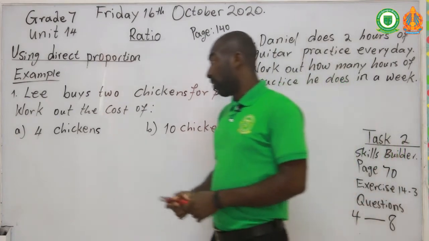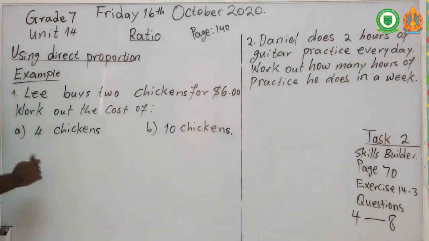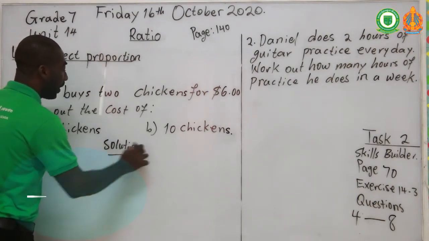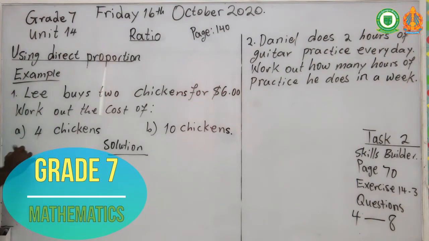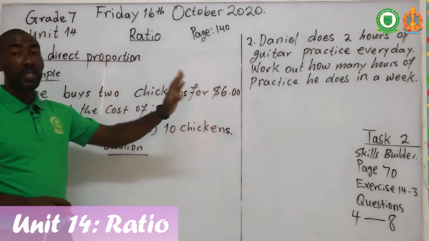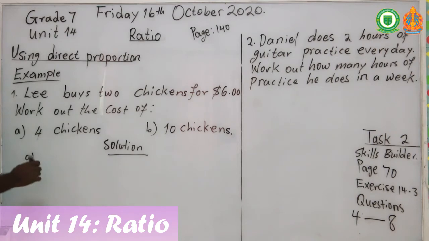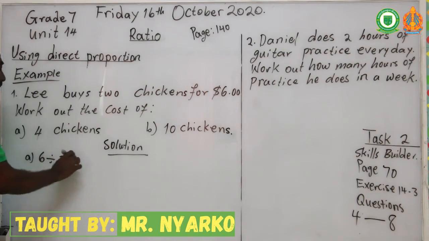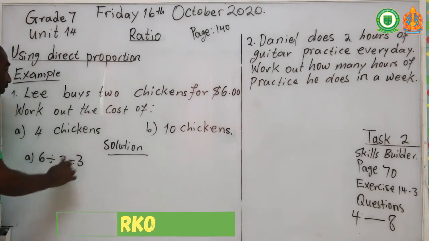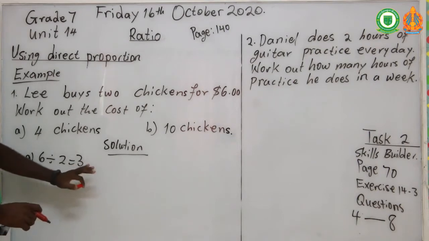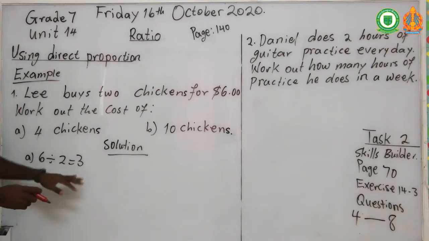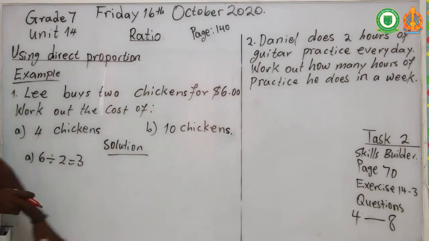So the first thing that we need to do is that we need to put our solution here. That means we're going to look for the answers, and then we come to A, okay? So she buys 2 chickens for $6. So the first thing that we need to do is we need to divide 6 by 2, and that is going to give us 3, okay? So this is Unit 3, and now we're going straight to the 4, okay? So this becomes the unit of the cost there.